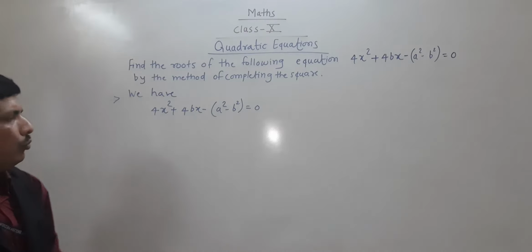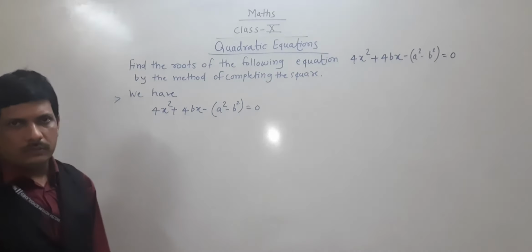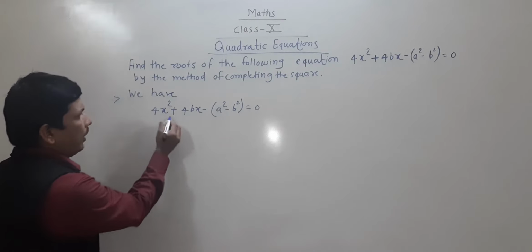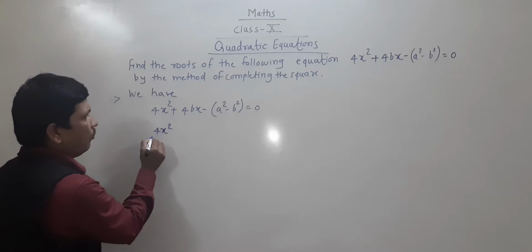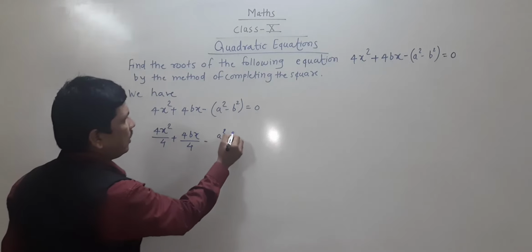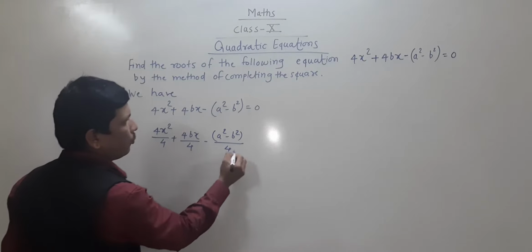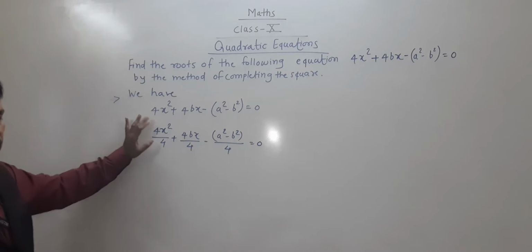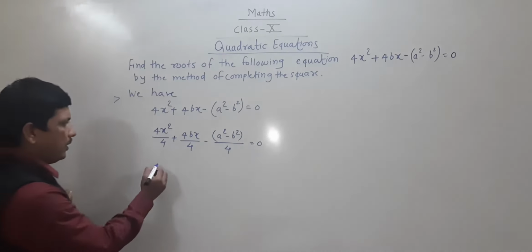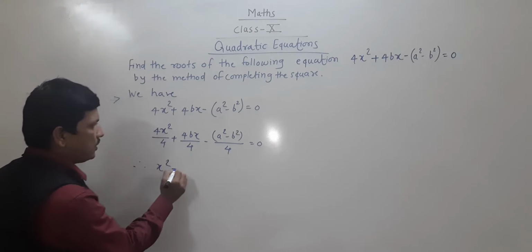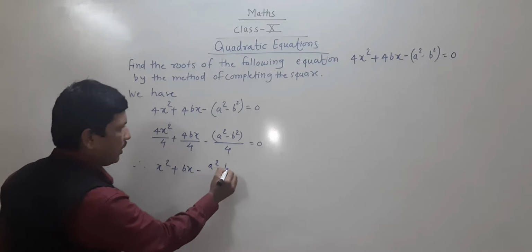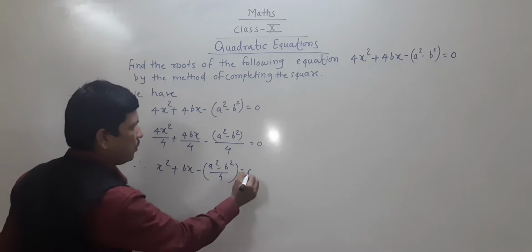For that, we need to divide all the three terms by 4. After dividing by 4, what will we get here? 4x square divided by 4 plus 4bx divided by 4 minus (a square minus b square) upon 4 is equal to 0. This step we can also write directly: 4x square divided by 4 leaves x square. So x square plus, 4 divided by 4 is cancelled, so bx minus (a square minus b square) divided by 4 is equal to 0.